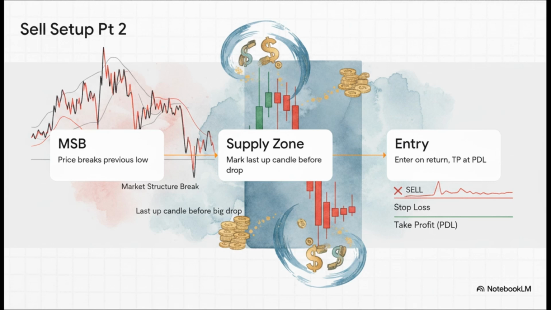Once we have the MSB, we identify our supply zone by finding the last up candle right before that big drop. Now, you set your trap. You wait patiently for price to retrace right back into that supply zone, and you snipe your sell exactly there. Your stop loss goes strictly just above the tip of that long rejection wick, and you target the previous day low for your take profit. You are literally trading from liquidity to liquidity.